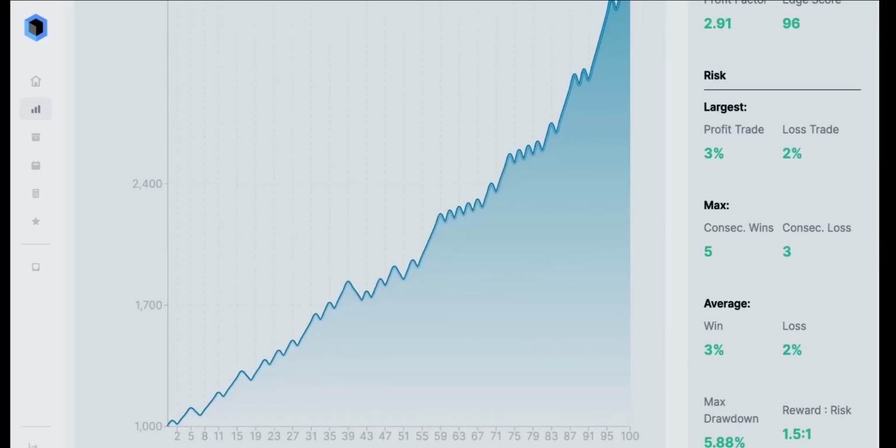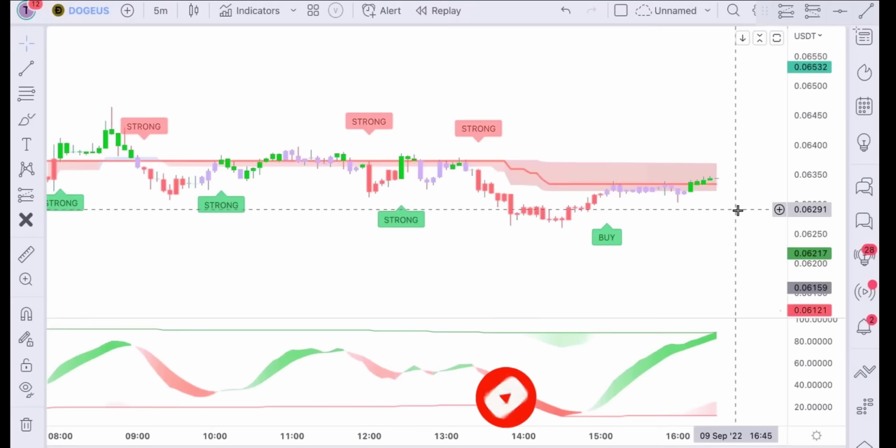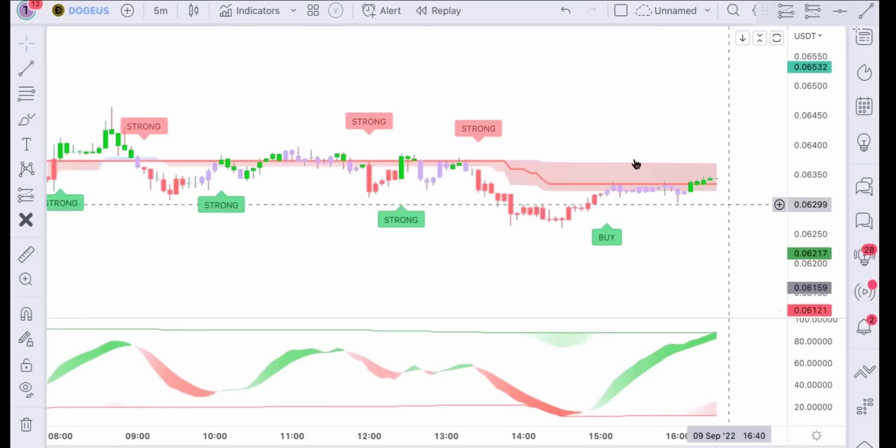So yeah, overall we can see that the strategy is profitable, and we can definitely try it on different markets and different time frames as well. Obviously, I'm not saying you should purchase these indicators because there are plenty of free options out there. The reason you might want to purchase them is because they provide a lot of customization options and trade alerts.